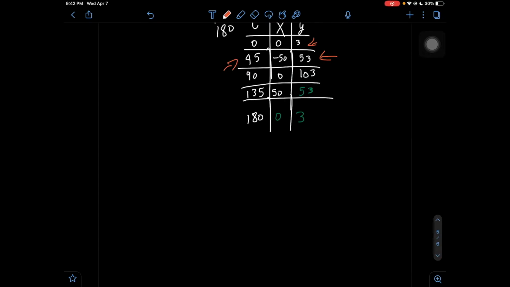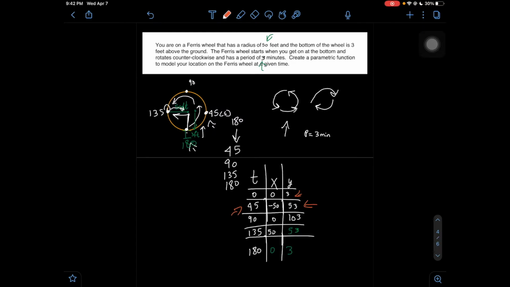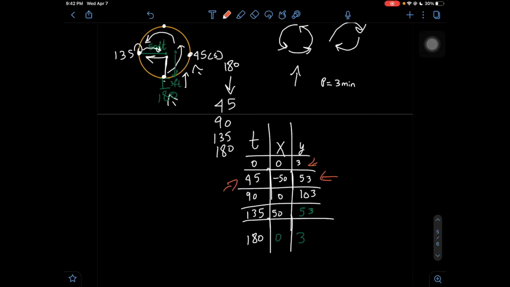Now that we've completed our table, it is time to find the parametric functions that accurately illustrate or describe this scenario with the Ferris wheel. Well, to do that, let's look at our data. Well, there's something interesting in our data.